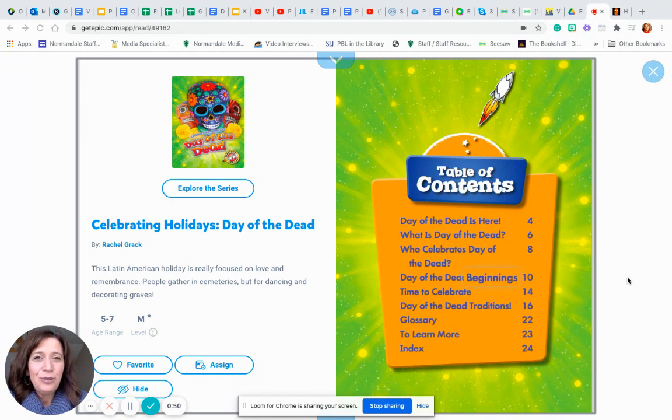So I'm going to show you this true fact book, or nonfiction text, about Day of the Dead. One of the characteristics of nonfiction text is that they might have a table of contents. The table of contents is something that tells you what's in the story and on what page. So let's take a look at Day of the Dead.